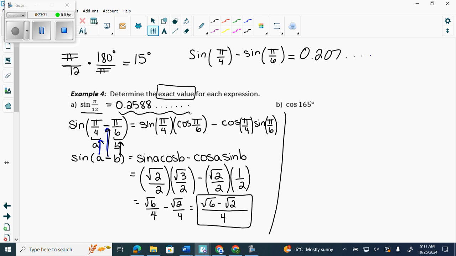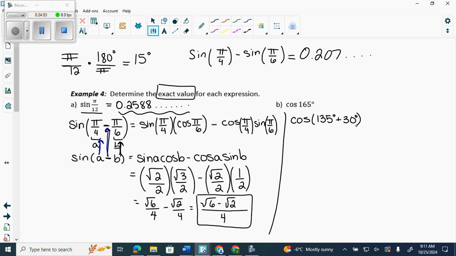Okay, cos 165. What can we use to make 165? Look at your unit circle. What numbers can we use? 135 plus 30. There's lots of options. We can use that one, though. So we can go cos 135 plus 30. In this case, it doesn't matter if you go 30 plus 135 or 135 plus 30. You'll get the same thing. Subtraction, you have to watch yourself, right? Because you have to subtract the appropriate ones.